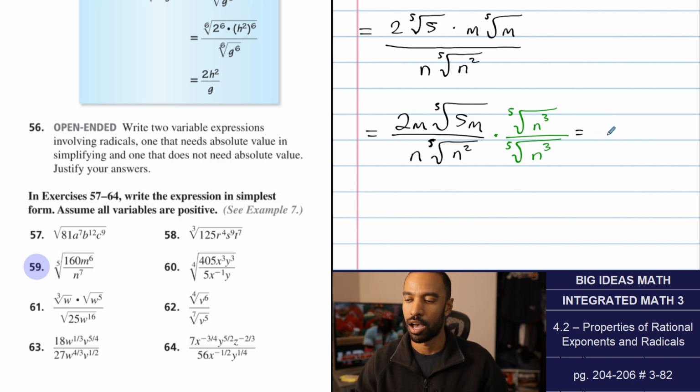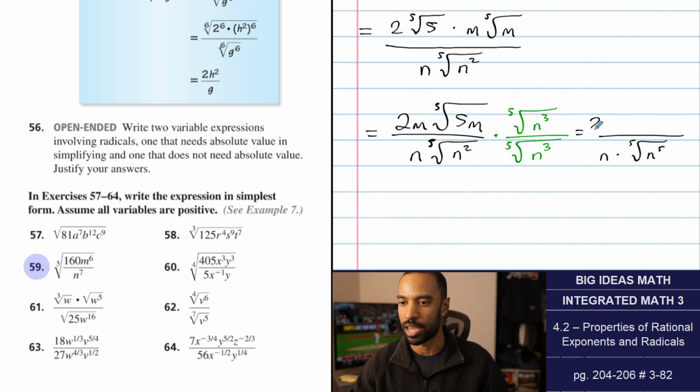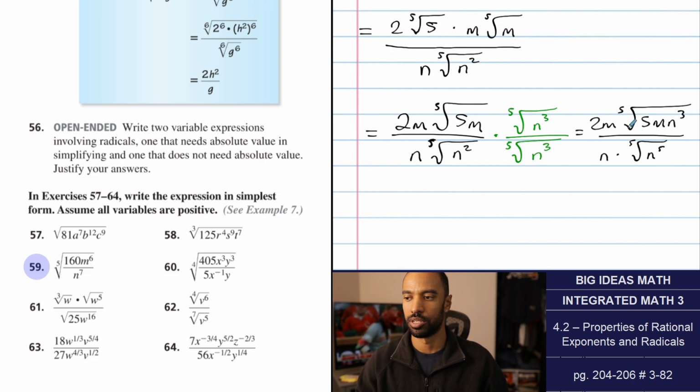Because now we have, on bottom, we still have the n, and this is going to be multiplying by the fifth root of n to the fifth, right? 5 can divide by 5. We're going to deal with that in just a second. And now on top, we need to multiply these two fifth roots together. They can actually fuse together. So this is 2m times the fifth root of 5m n cubed.